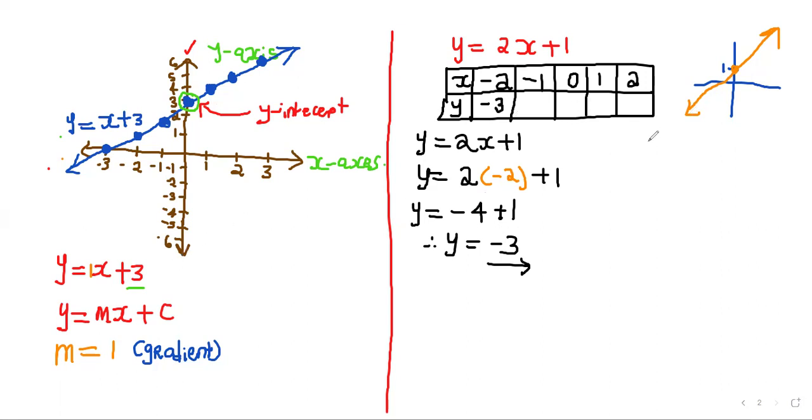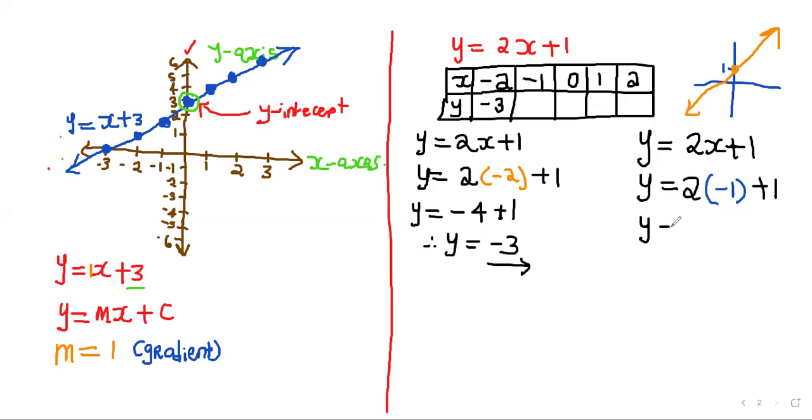Then you write the equation again: y equals 2x plus 1. And then it will be y equals 2, and then open bracket. Now the value of x, what are we going to substitute? We're going to substitute -1. And then you say plus 1.